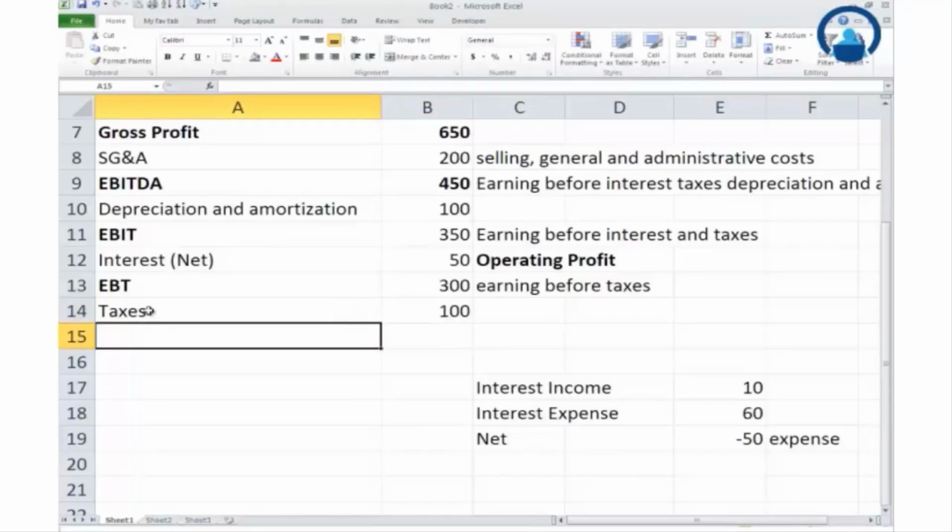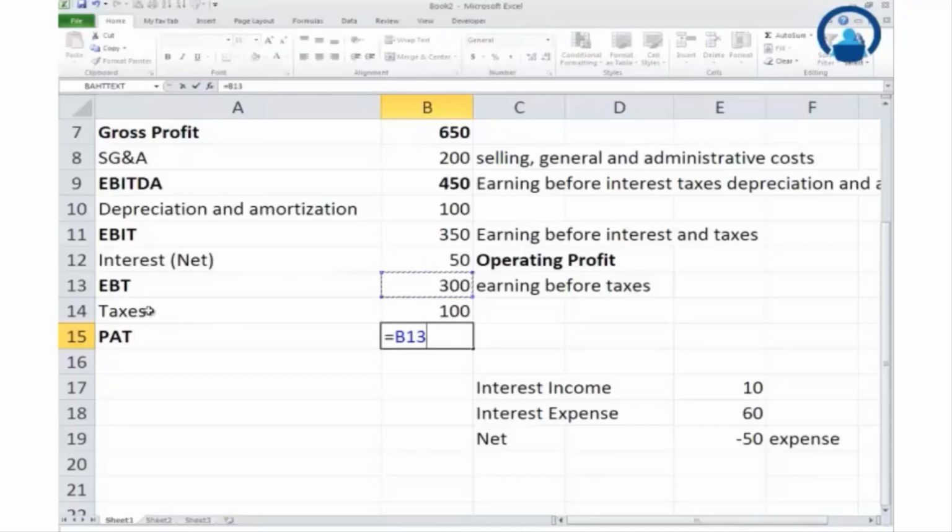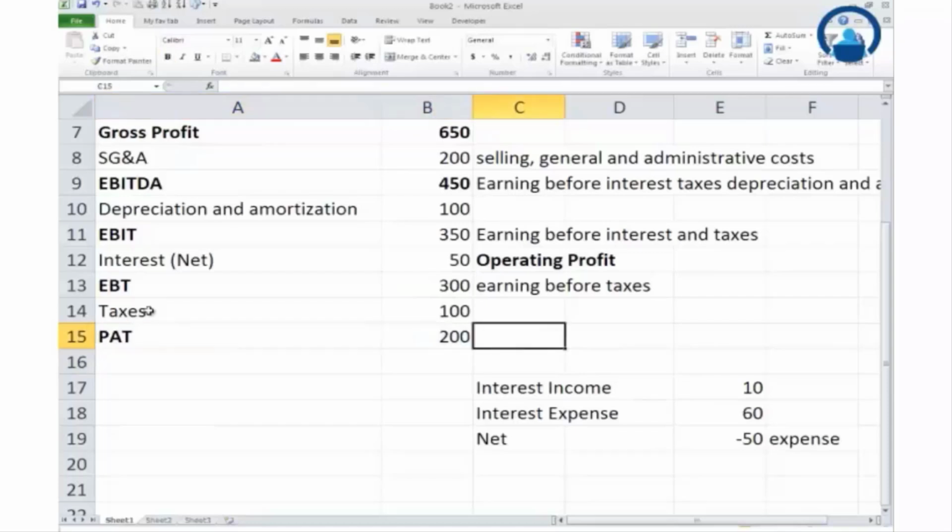So the profit after tax, which we call PAT, is the difference between earnings before taxes and the taxes. What we have now seen is that the profit after taxes is $200 for this company.